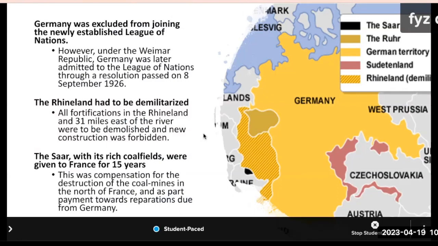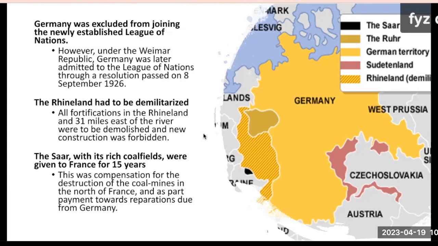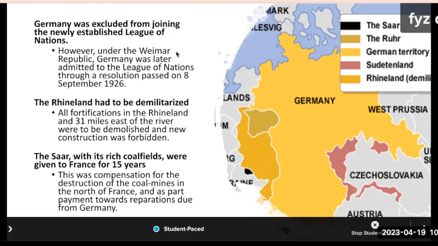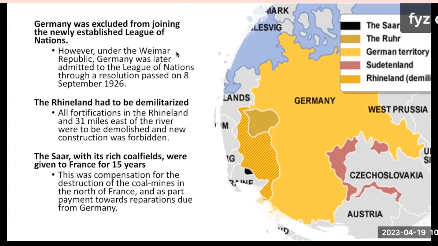So Germany was not invited to negotiations with the Treaty of Versailles. They're not going to be admitted into the League of Nations when it's first established. They do get to join in that big group of European powers by 1926. But again, this is going to be about a decade after the end of the war.